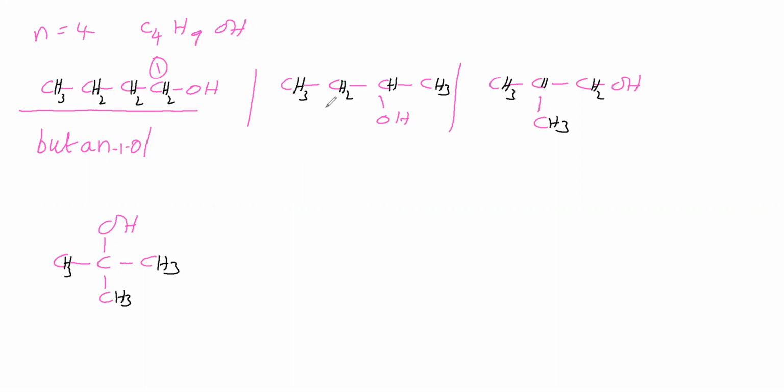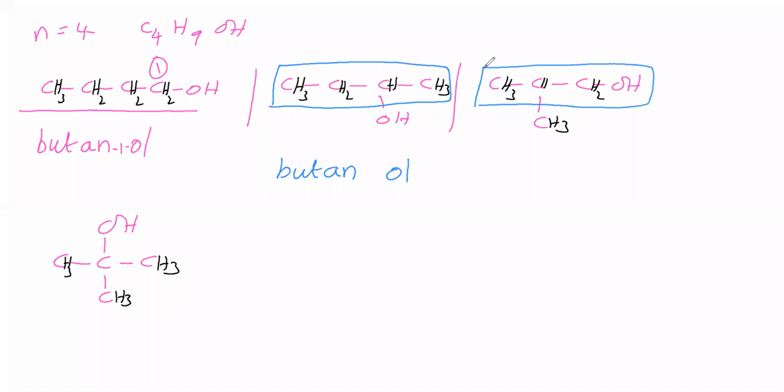Let us select the parent chain here. This is the parent chain. Now this parent chain contains 4 carbon atoms. Therefore, but is the root word. Primary suffix is en. Secondary suffix is ol. Then here let us select a parent chain. The parent chain contains 3 carbon atoms. Therefore, the root word is prop. Primary suffix is en. Then secondary suffix is ol.